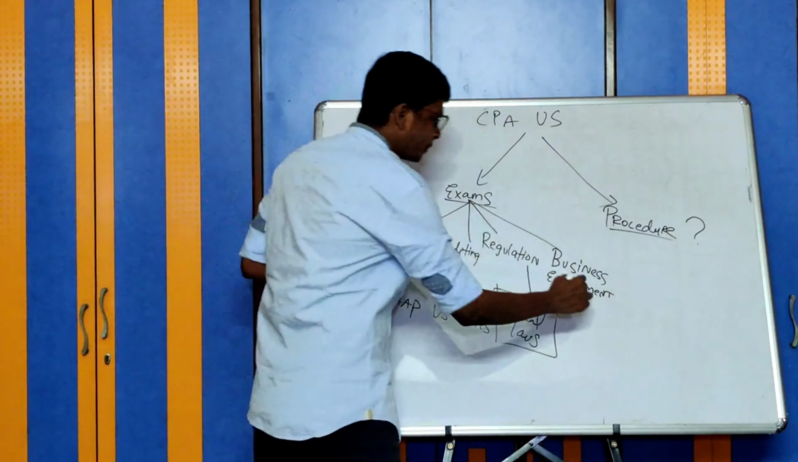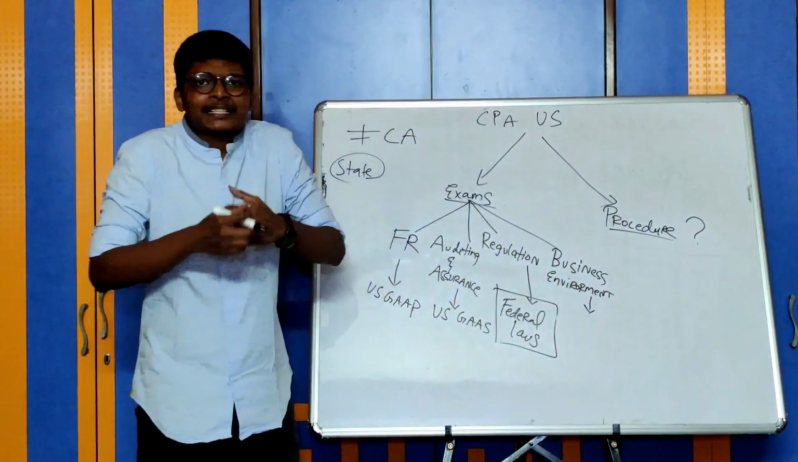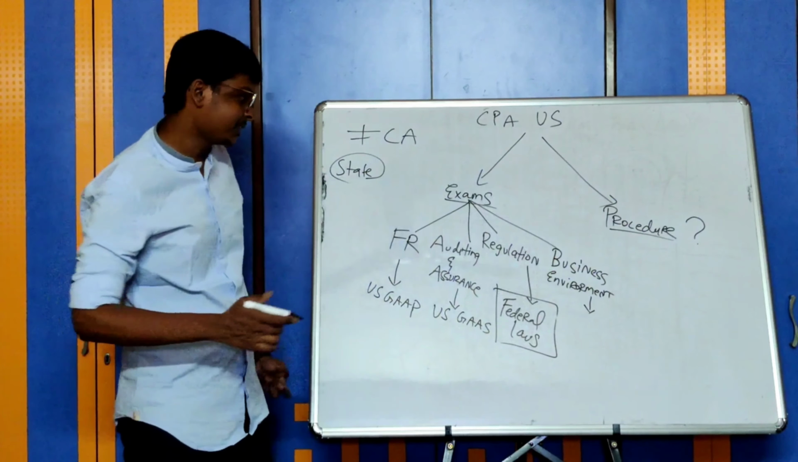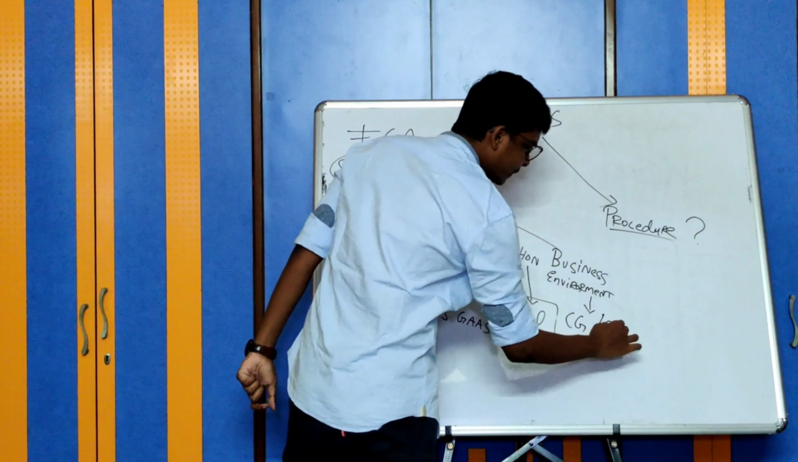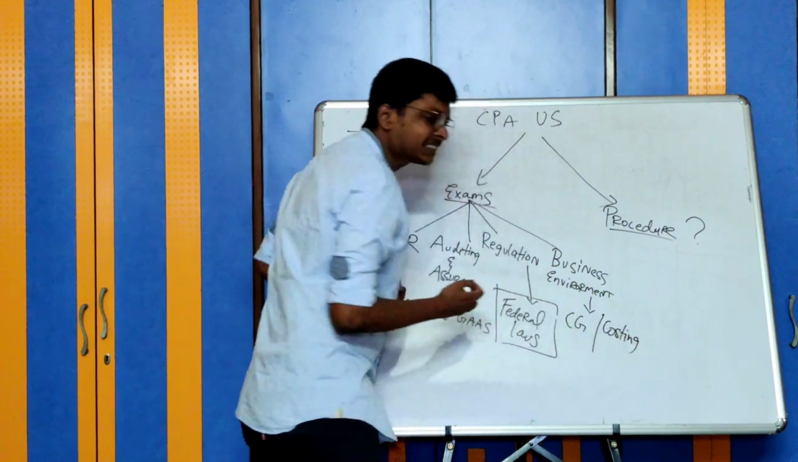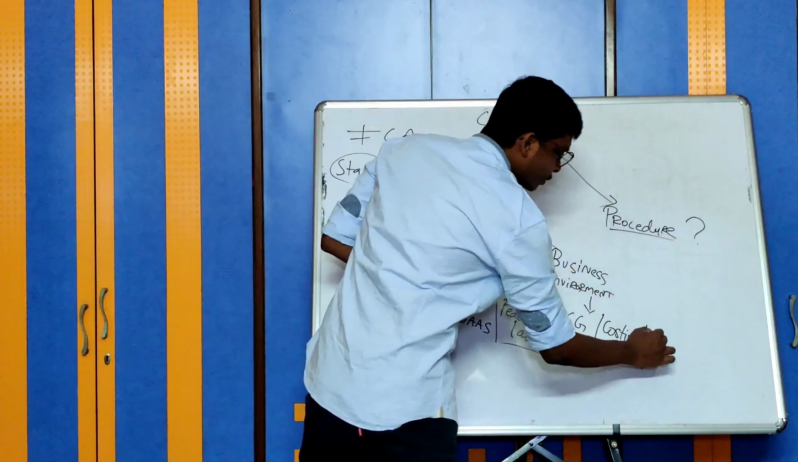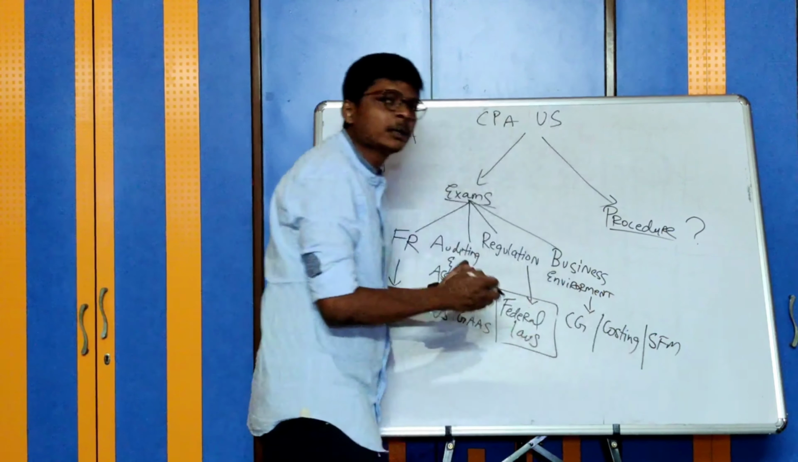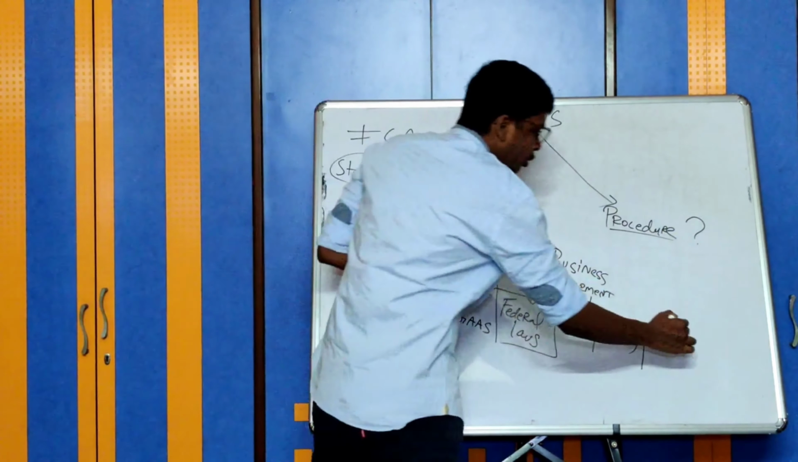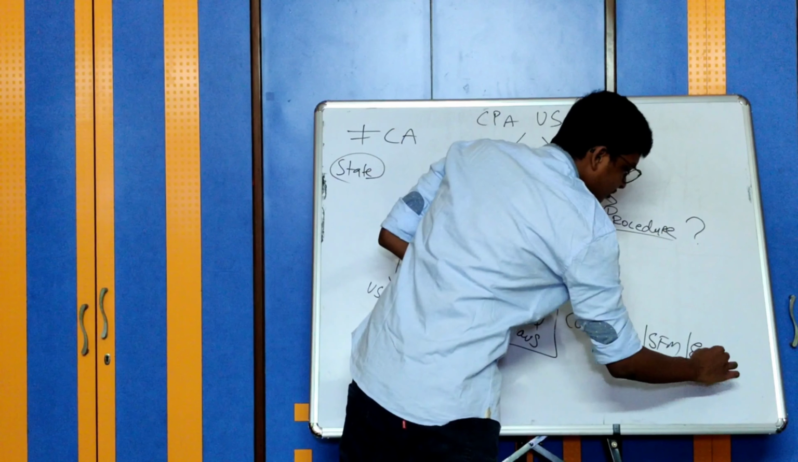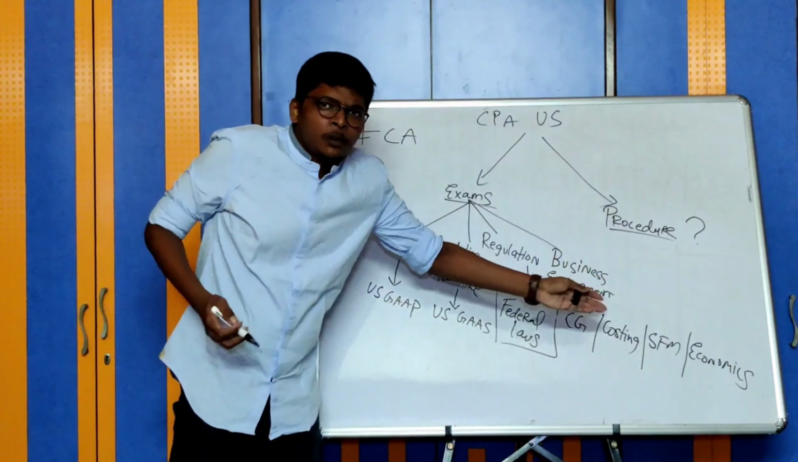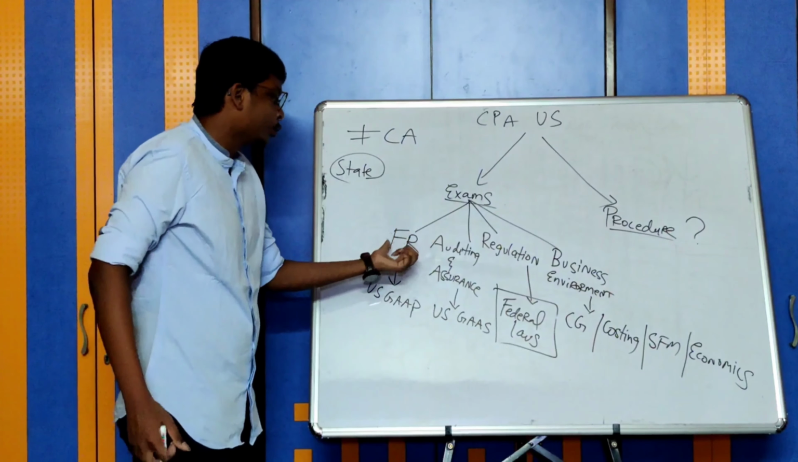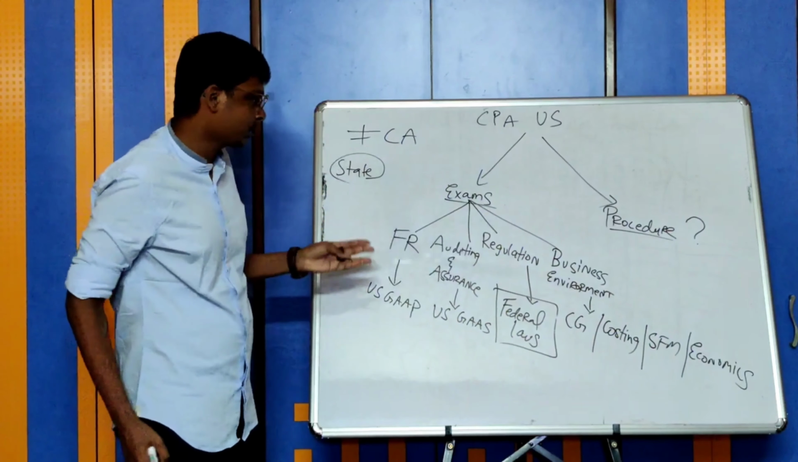Coming to business environment, this paper is a combination of various subjects. Here you will be studying a little bit of corporate governance, a little bit of costing, which involves standard costing, etc. A little bit of SFM, you will learn about time value of money, etc. And you will also learn a little bit of economics. Generally, in students' opinion, regulation and business environment are slightly easier papers as compared to FAR and auditing and assurance.